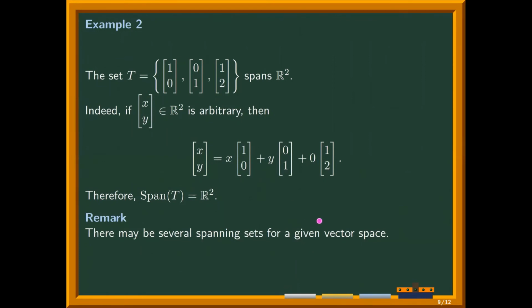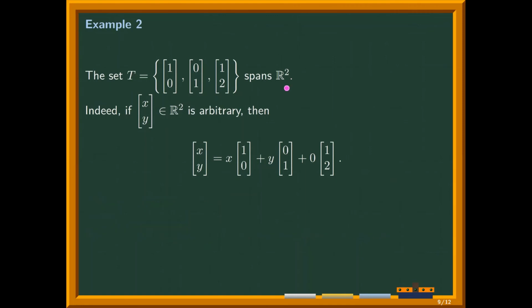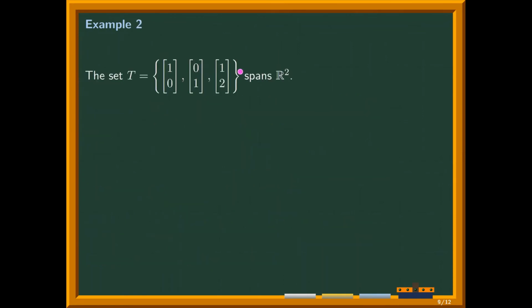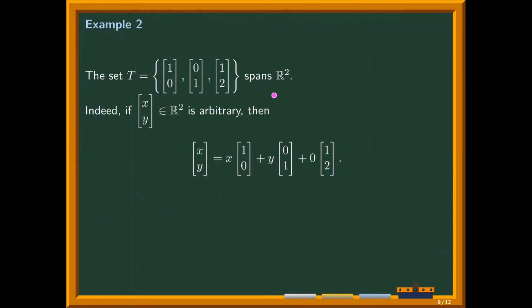So the two examples show that there may be several spanning sets for a given vector space. R2 can be spanned by the set S here, (1, 2), (-1, 3), with only two elements. And R2 can also be spanned by this set T with three elements.